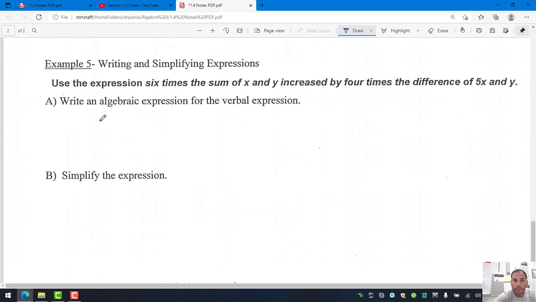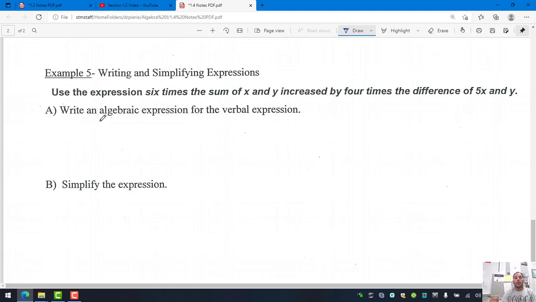Okay, we'll do one final example. It says you want to write an algebraic expression for the verbal expression given above. I'm giving you an expression in words, and I want you to write it using algebraic symbols. Lots of words here, but let's break it down into its individual pieces. It says 6 times the sum of x and y. So the first number I see here is 6, and then the operation I see is multiplication, times the sum of x and y.